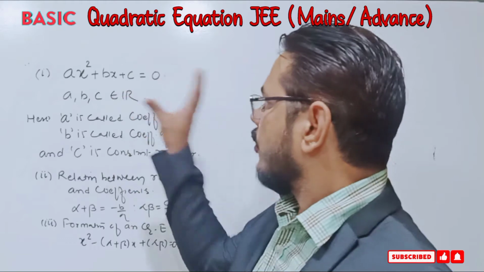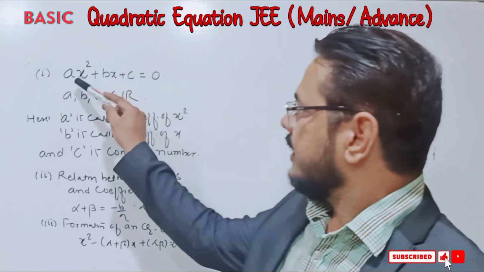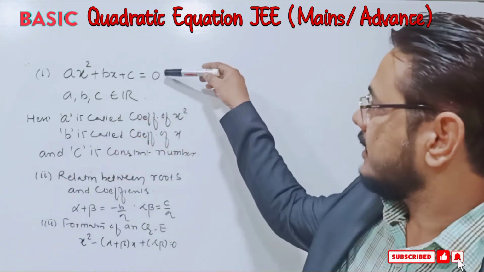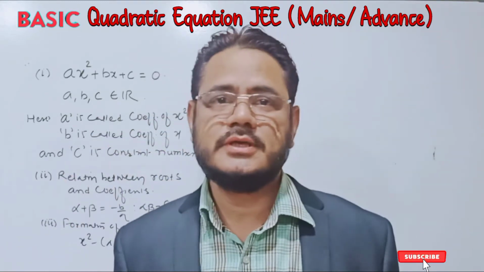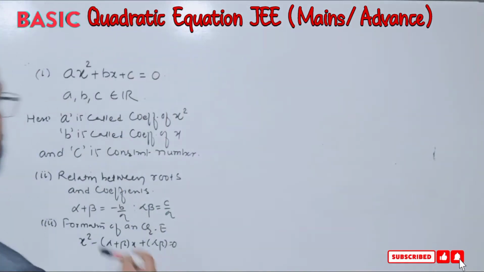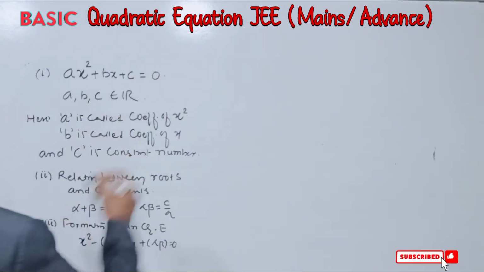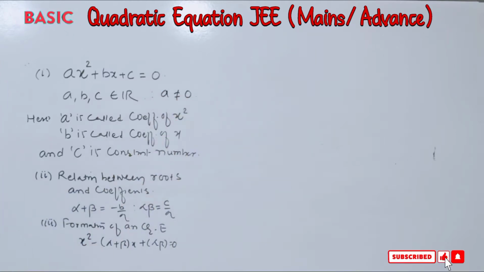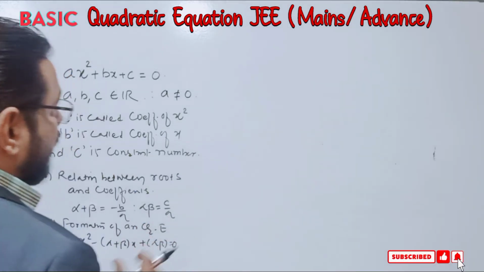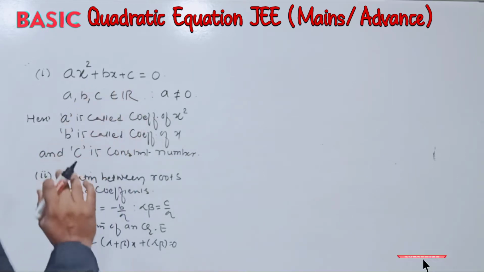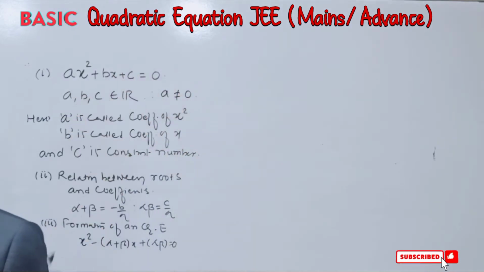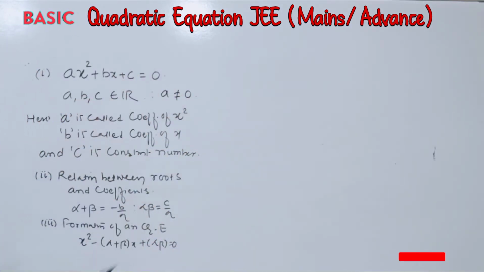The general form of the quadratic equation is always ax square plus bx plus c equals to 0. This is the general form of quadratic equation in which a, b, c are real numbers, and a is not equal to 0. Always remember this condition, student: a is not equal to 0, it means a is non-zero. If a equals to 0, then this equation becomes a linear equation. Therefore this condition is a must, a is not equal to 0 and a, b, c are real numbers.